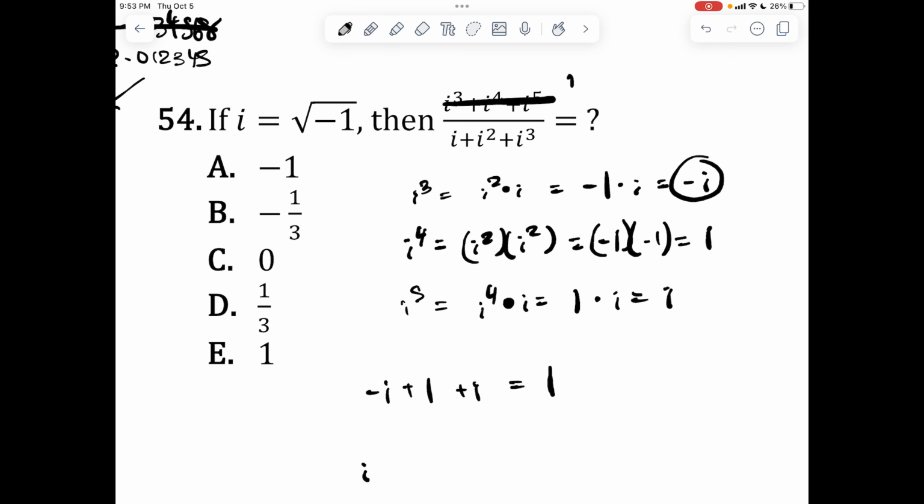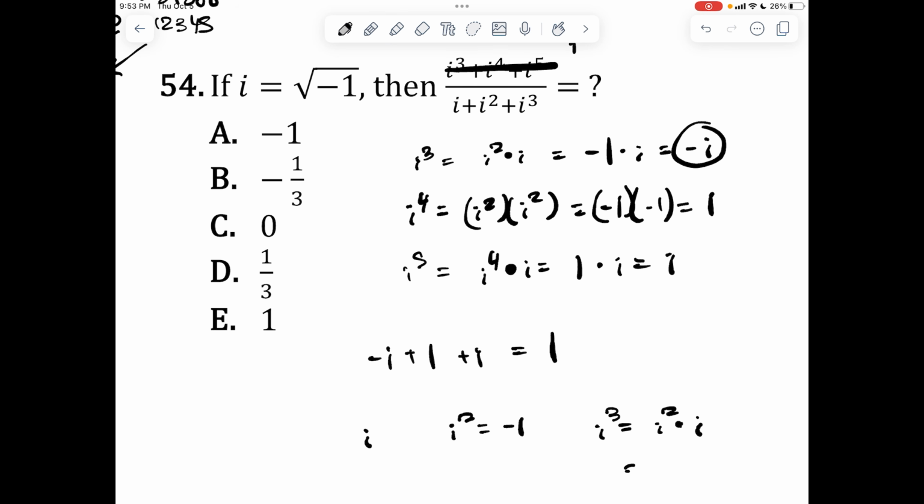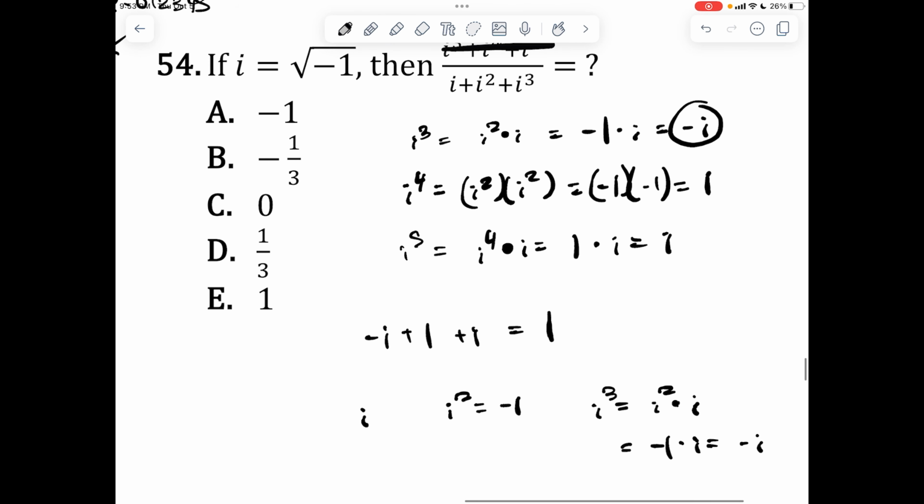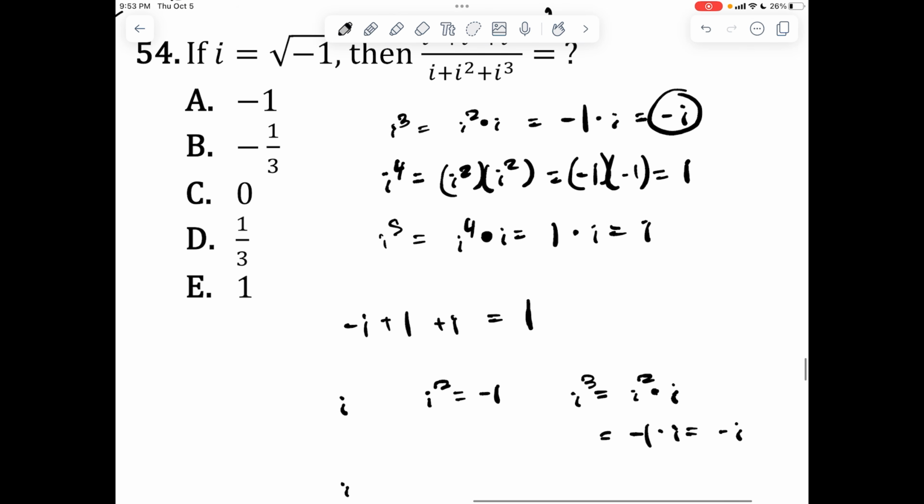So i is just i. i squared equals -1. i to the third is equal to i squared times i, which is equal to -1 times i, which is equal to -i. So if I add up the denominator, I get i minus 1 minus i. It's equal to -1. These two cancel. All right. So at the end of it all, it's just 1 over -1.